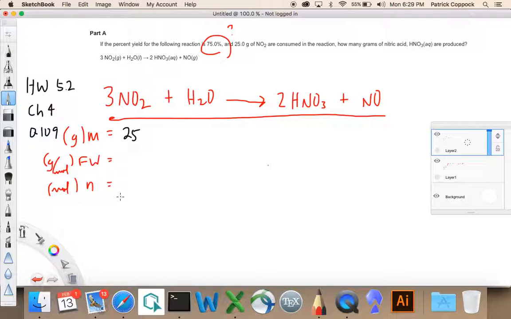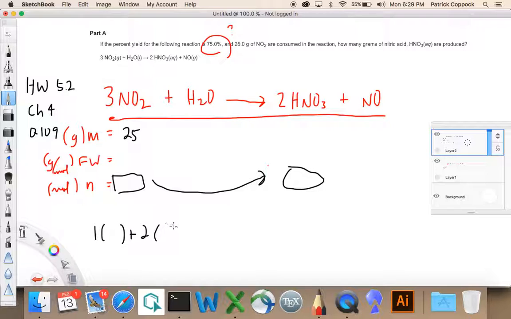Let's just go right here and say how many moles. We always know we're going to be going from moles here to moles here, because that's called stoichiometry. That's the whole point of this. So let's start here. 25 grams of nitrogen dioxide is 1 times nitrogen plus 2 times oxygen. Nitrogen's 14.01, oxygen is 16.00. 14.01 plus 32 gives me 46.01 grams per mole.